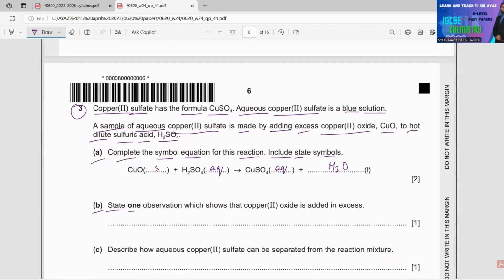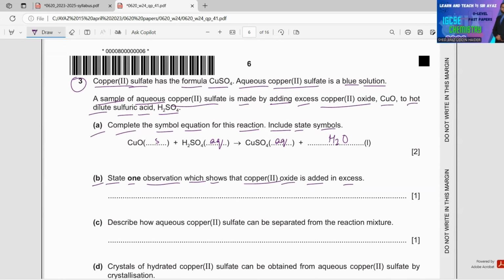Part B, state one observation which shows that copper 2 oxide is added in excess. If it's in excess, then there won't be any more solid dissolving in the solution. So you'll write: no more solid dissolves.